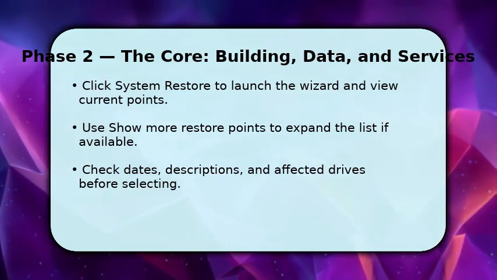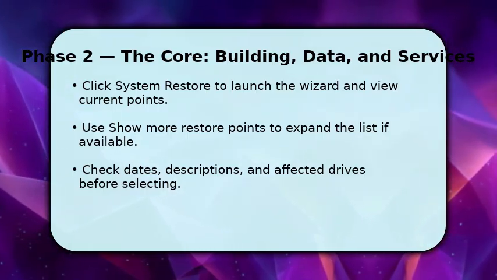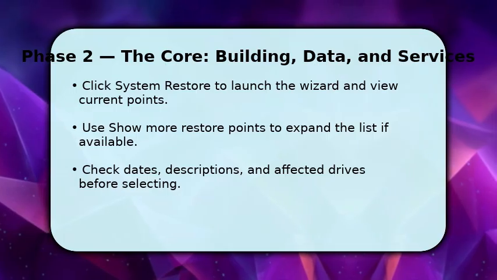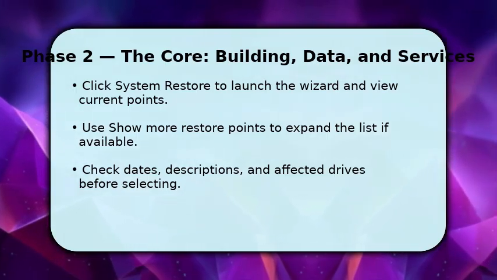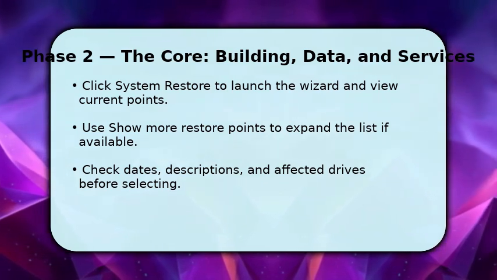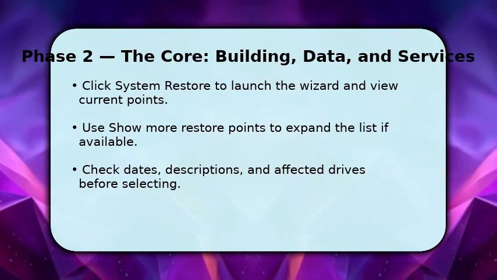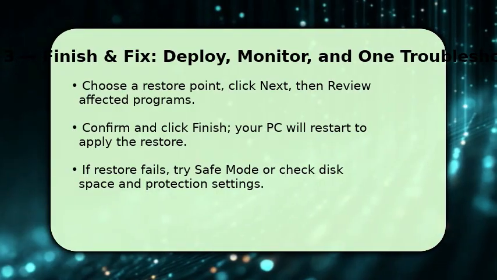Examine the date, time, and description for each point. These tell you what changed and which drive is affected, so you pick a point that predates the problem. If nothing appears, protection may be off for that drive. Toggle settings accordingly. You now select the restore point that best predates your issue, click Next, and review affected programs to understand changes. Make sure to save open work.